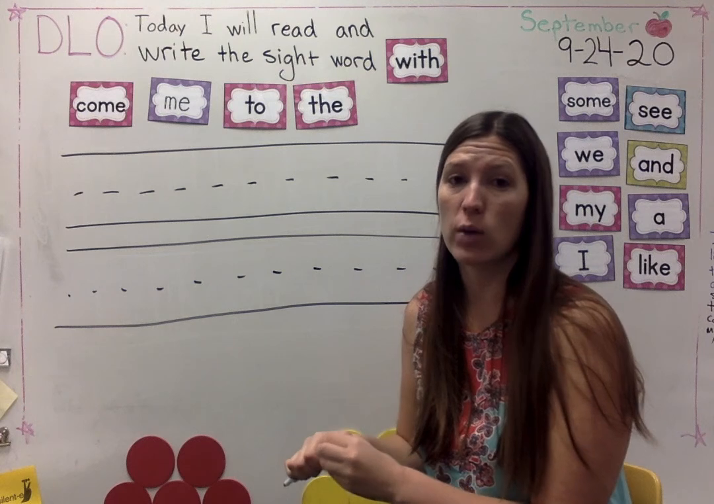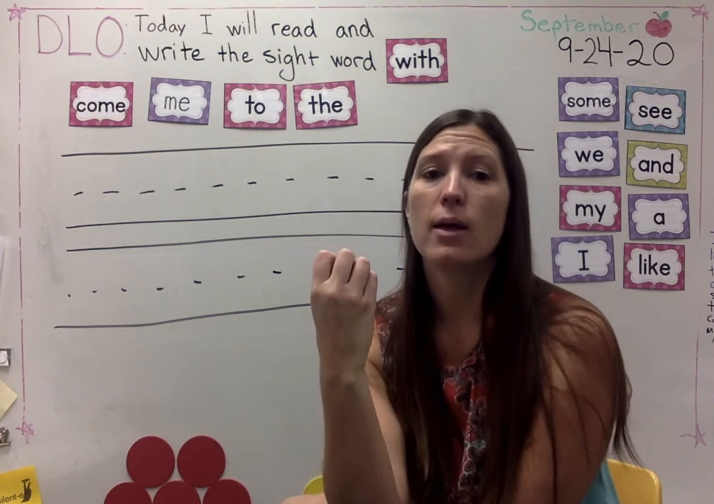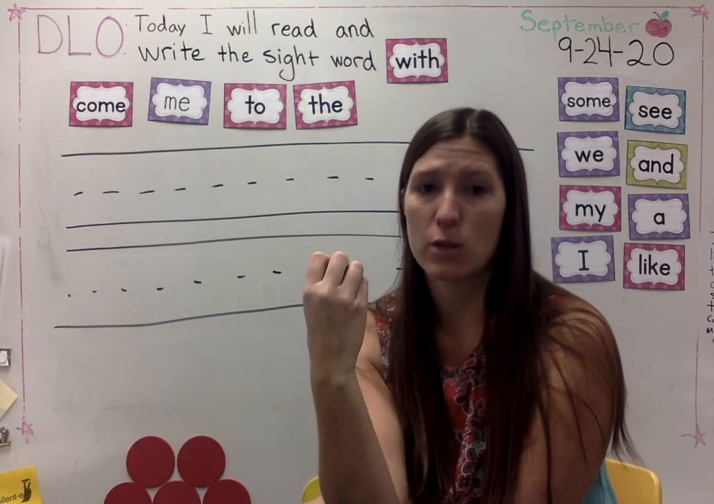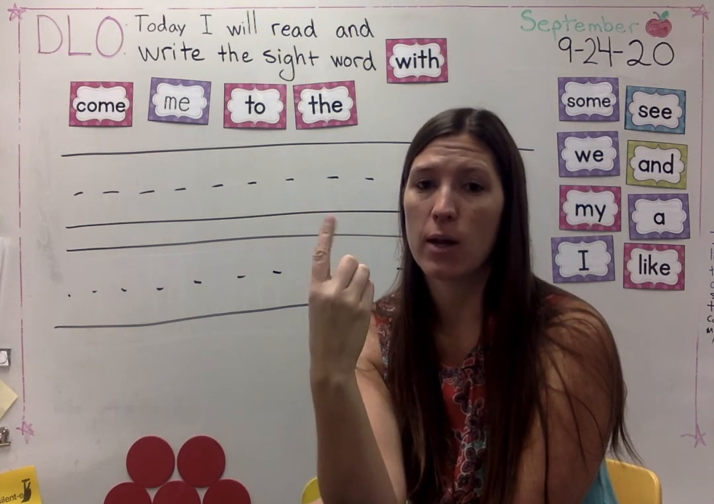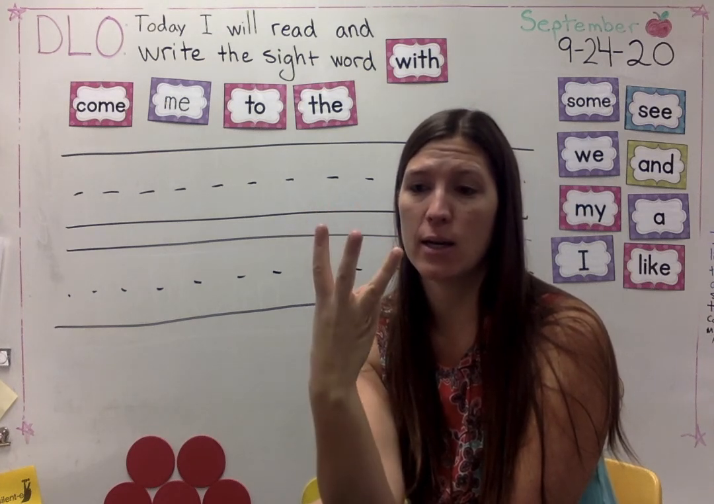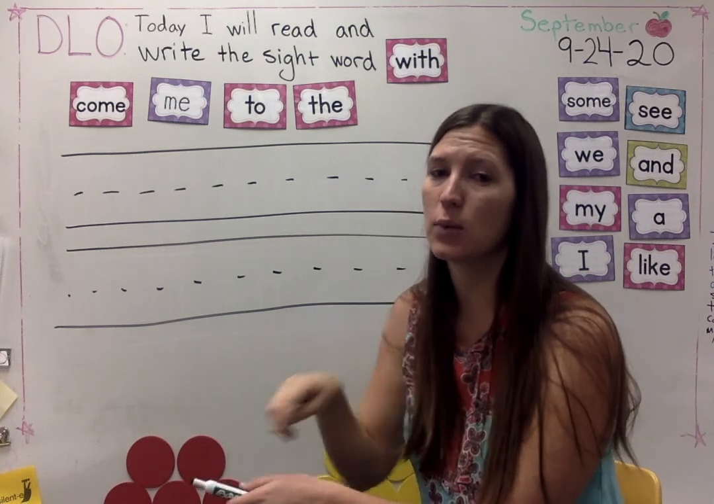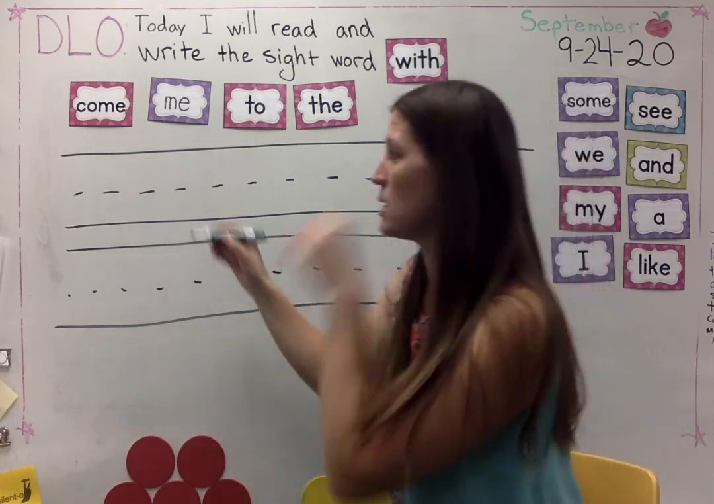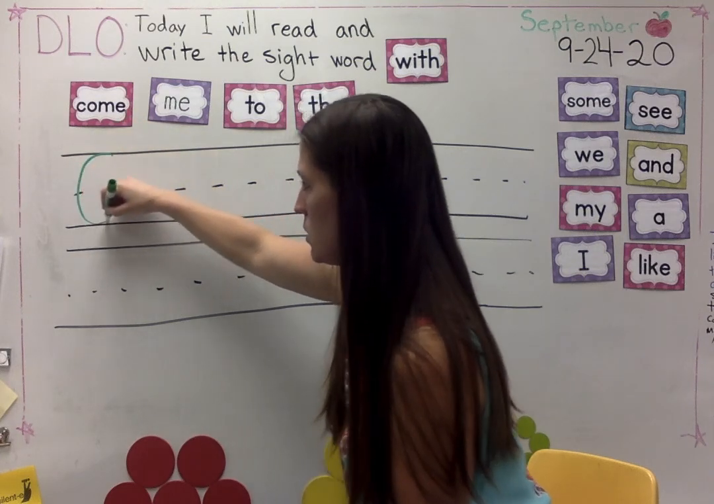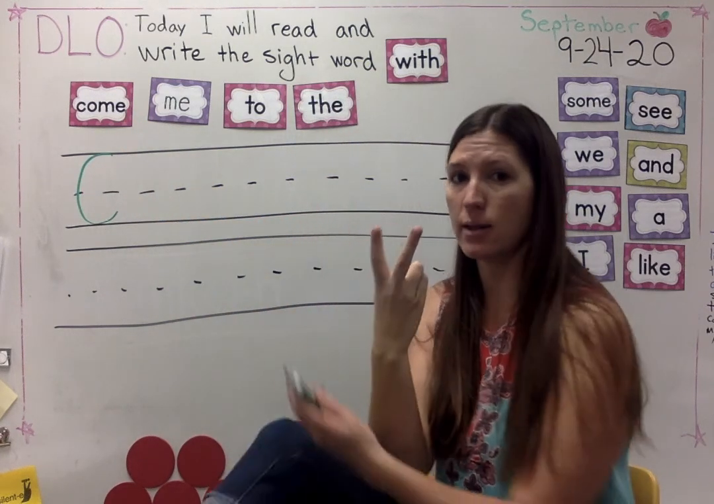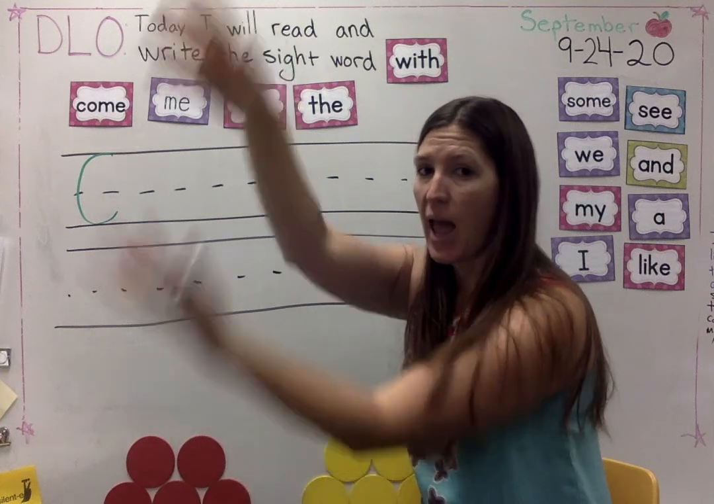Can. I can stretch out can. Put your fist up. Say can. Let's stretch it out. K. An. One more time. K. An. K. K. K. What says K? C. Capital C touches the sky, touches the ground. K. Ah. What says ah? A.